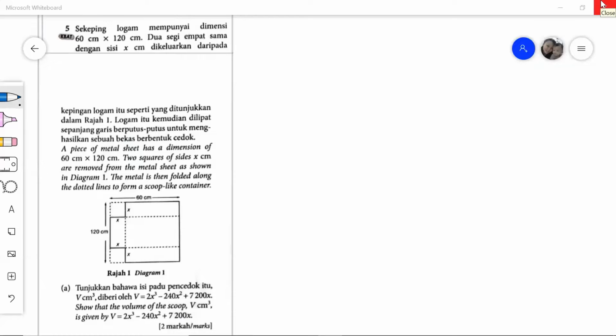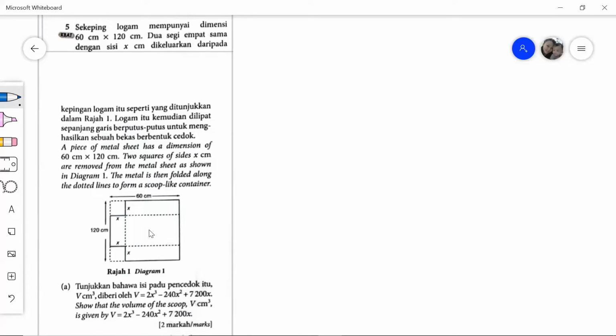Hi everyone, this is Praktis Sumatif, paper 2, question number 5. A piece of metal sheet has a dimension of 60 by 120 cm. So 60 cm, 120 cm. Two squares of side x are removed from the metal sheet as shown in diagram 1. And then the metal is folded along the dotted line and it will form a scoop-like container.